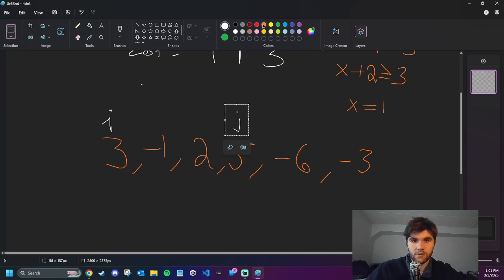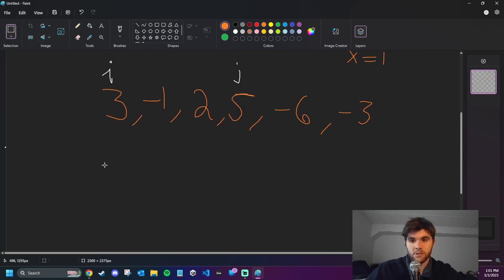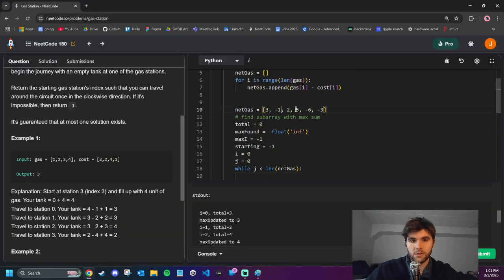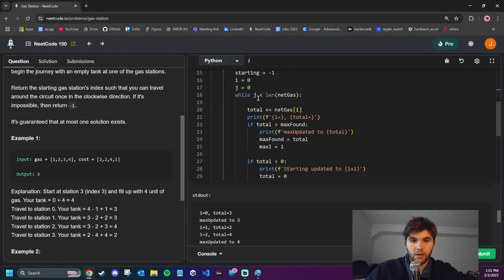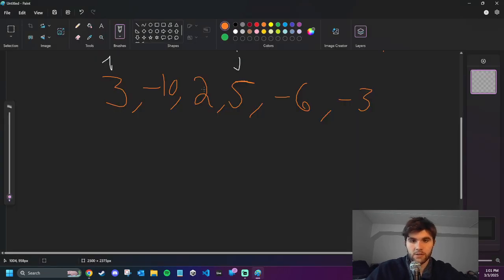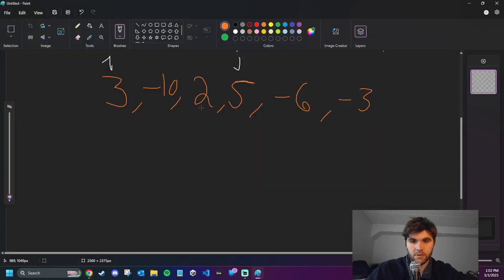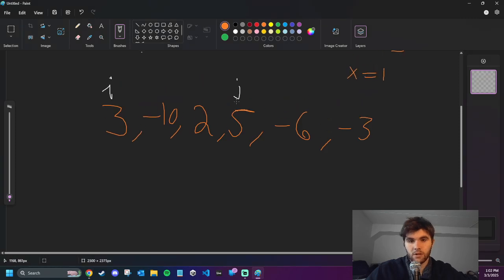Okay, what if we had something, I want to see if it still gets it right. What if this was -10 right here? So I'm going to change this to -10. And I'm going to comment that out and say I. And I want to see if it gets it. So the correct answer should be 7. Okay, 3 and 7. Okay, so it looks like that's working.